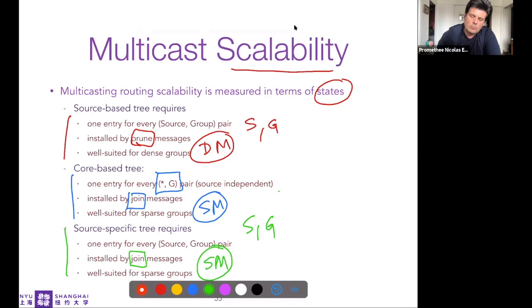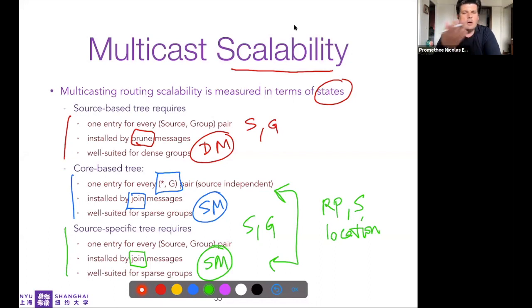But if you compare those two, it's just a matter of location. It depends on whether the RP or the source has the best location. So if the RP has a good location given the source, let's keep using the RP. If the RP is not really suitable given the source, let's root the tree at the source. Okay, so that's the takeaway.